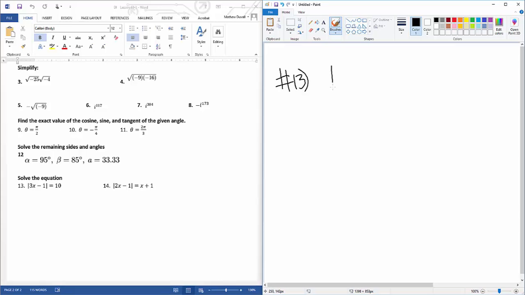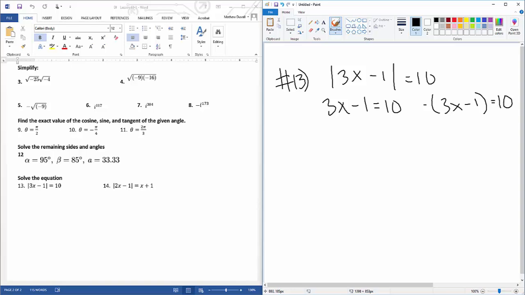So 13, we have the absolute value of 3x minus 1 equals 10. So remember, when we have absolute value, we have the positive version equaling 10, and then we have the negative version equaling 10. And so then you get x by itself for each one, and that's going to be your solution.